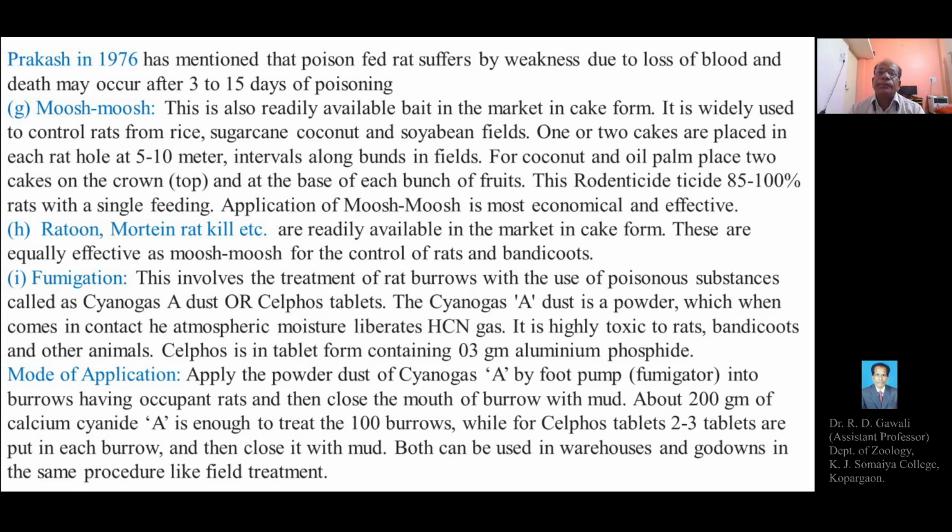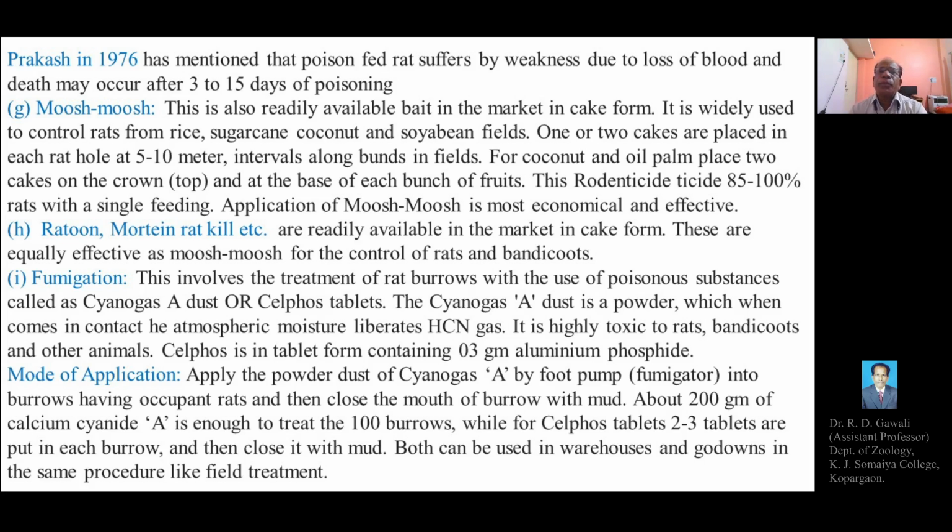This rodenticide, or TC-side, kills 85 to 100% of rats with a single feeding, and application of mush mush is most economical and effective. Means 85 to 100% of the rats get killed by feeding this rodenticide with a single feeding or single application.